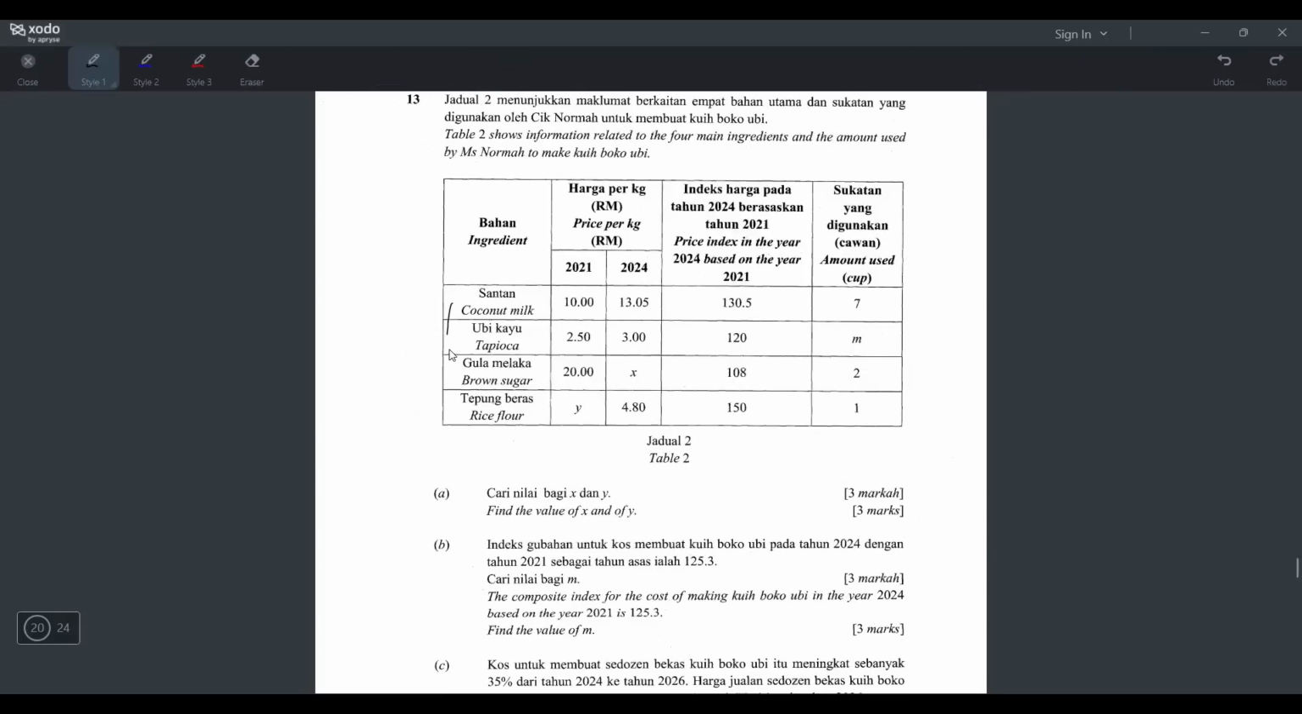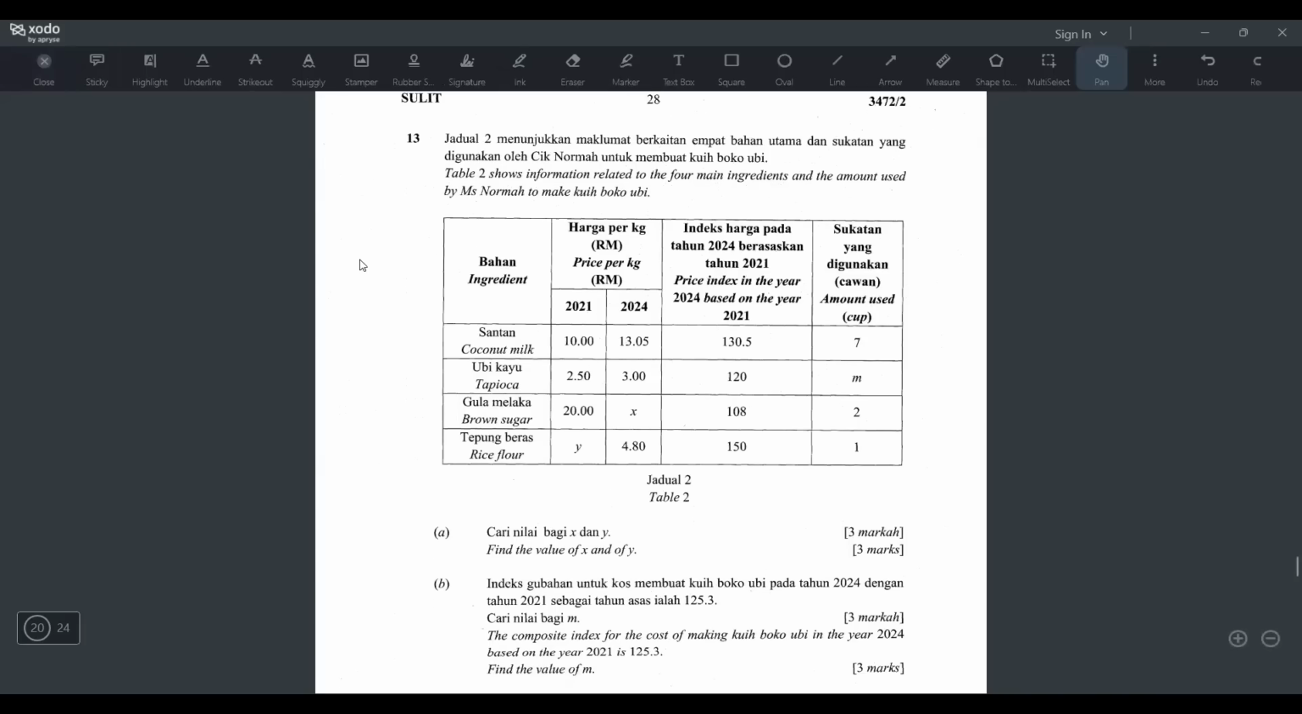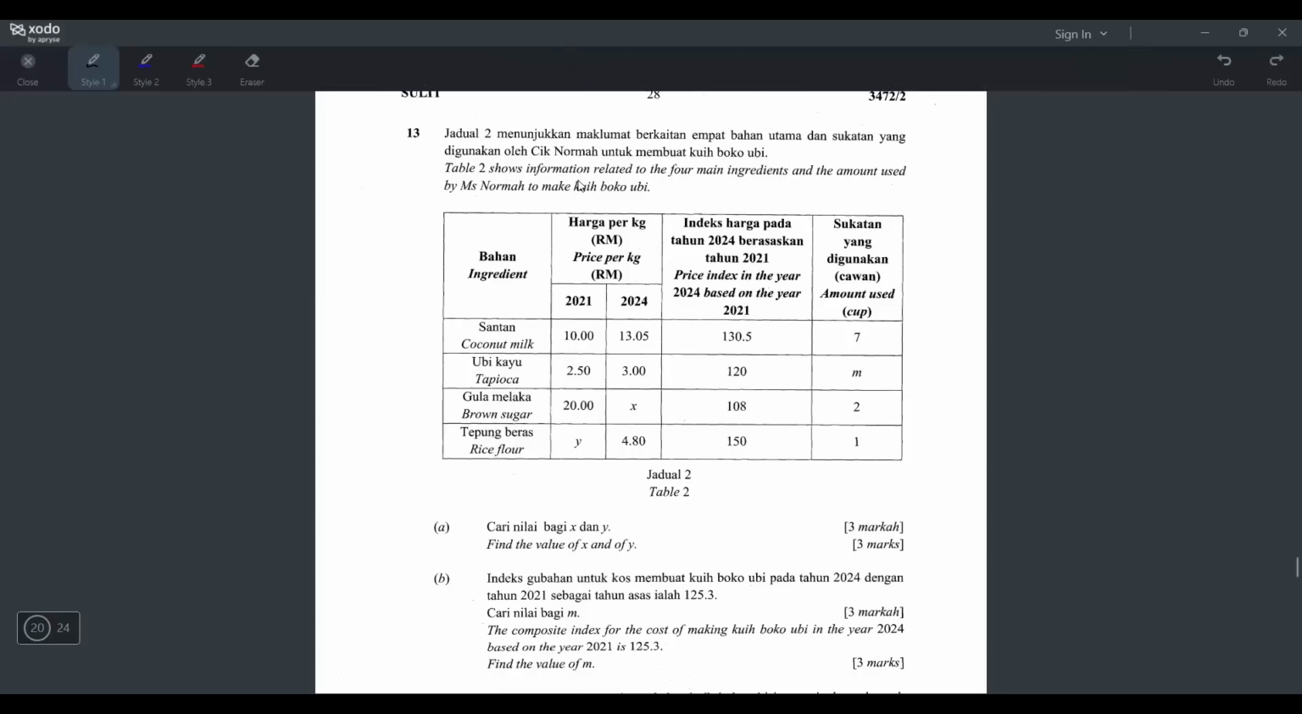Okay, number 13. This is the index numbers question. So it is worth 10 marks also. Okay, let's read the question. Table 2 shows information related to the four main ingredients and the amount used by Miss Norma to make kueh boko ubi. So to make this kueh, you need four ingredients: coconut milk, tapioca, brown sugar, rice flour. Okay, these are all its ingredients. And these are all the information.